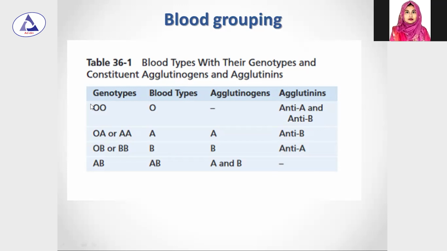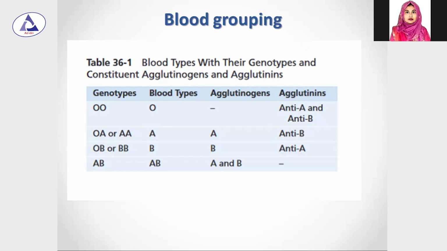If the blood group is O, look at the screen, the genotype will be double O. And this blood group will contain no agglutinogen, meaning no antigen is present in blood group O.